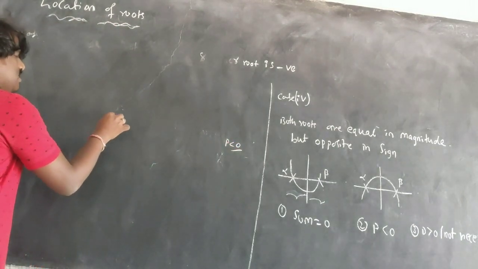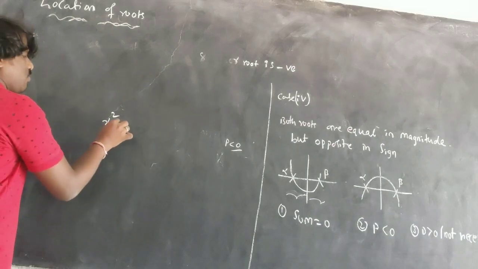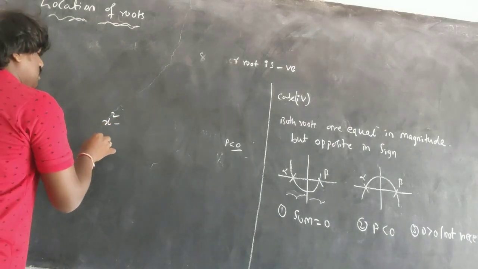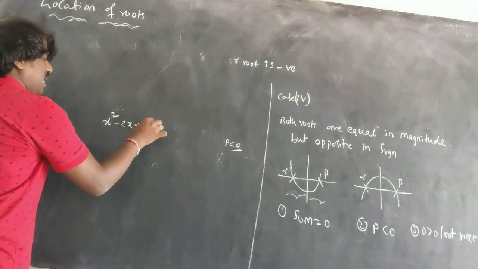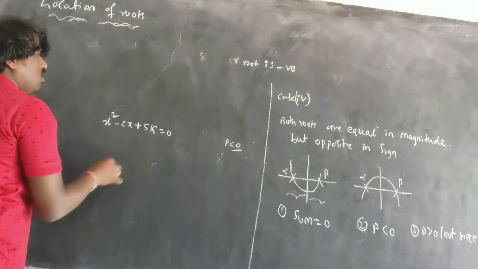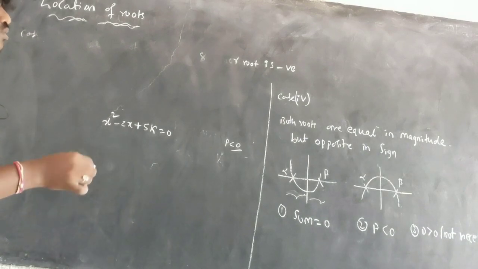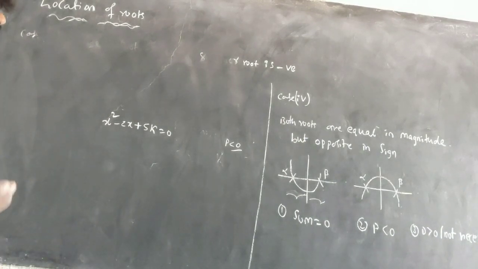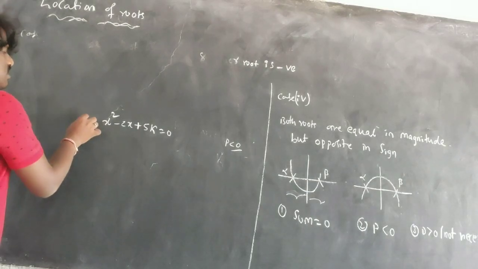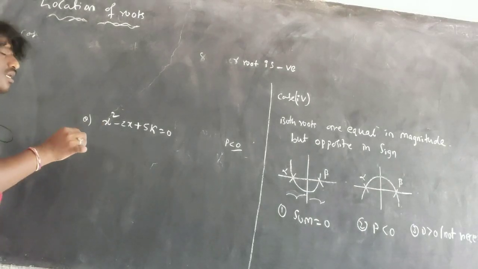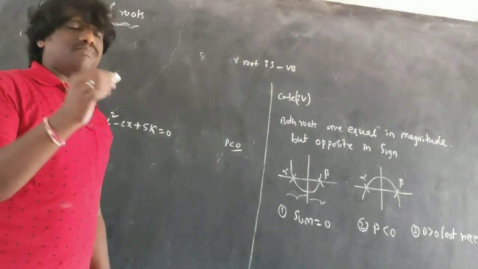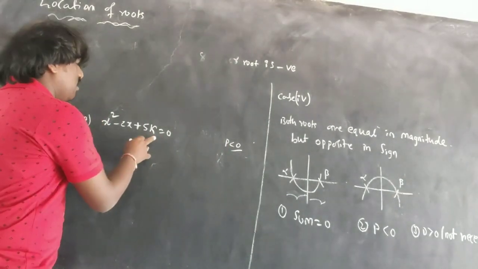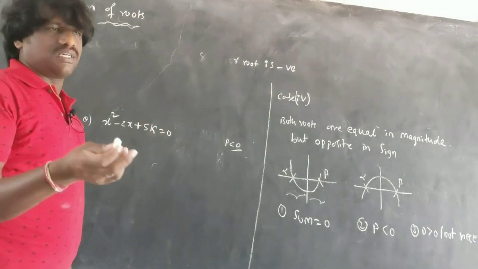Suppose you have x square minus 2x plus 5k is equal to 0. Sorry, the question is: one root is positive, one root is negative. For this one, find the value of k. What is the value of k?